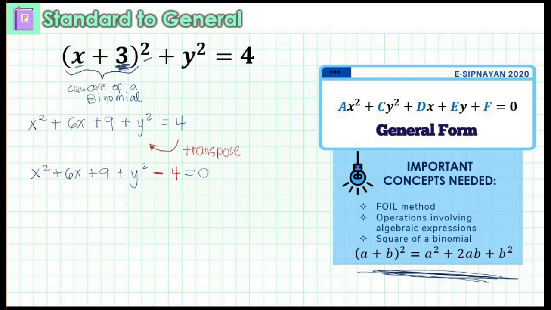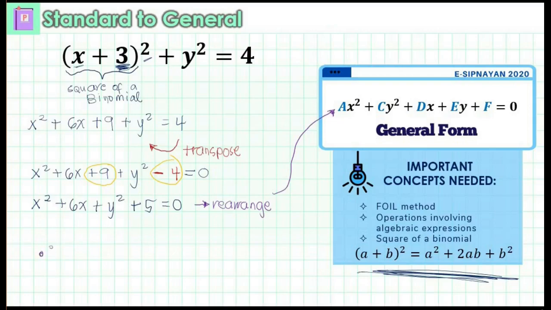So let's now try to combine like terms here, and what we can combine are just the constants 9 and negative 4. So we copy the rest of the terms, which we cannot combine with the others, so that is x squared plus 6x plus y squared. Then simplifying 9 minus 4 will get positive 5 equals 0. This is somehow already the general form, but let's stick to the arrangement given in our general form equation. So let's just simply rearrange so that it will be in this format.